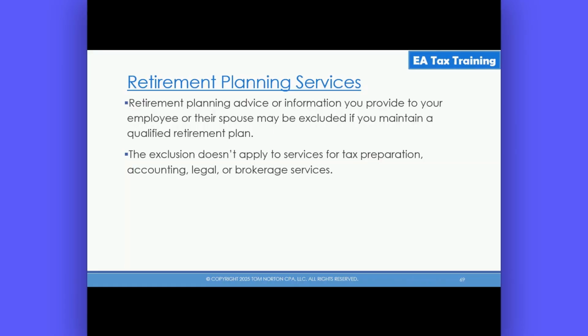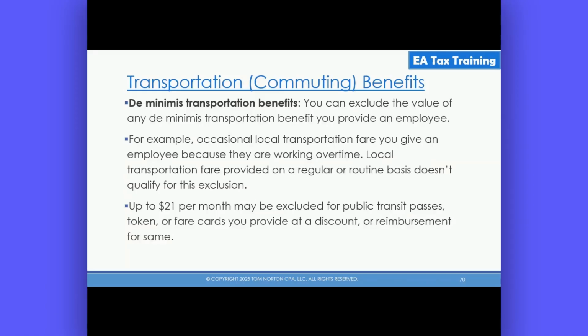Retirement planning services. Retirement planning advice or information that you provide to your employee or their spouse may be excluded if you maintain a qualified retirement plan. So, this is where you've got, say, a 401k plan. And as part of that, the company that administers the plan offers financial planning to the participants. You do not have to include that. However, the exclusion does not apply to services for tax preparation, accounting, legal, or brokerage services.